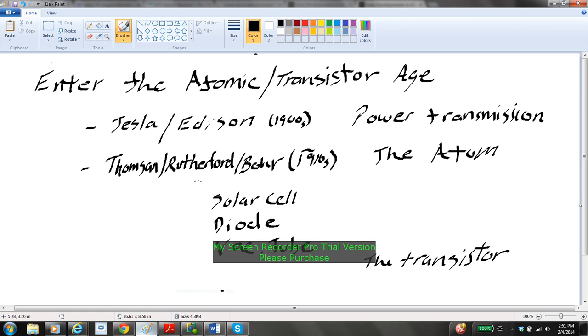So then after that, for the next up to the 1950s, let's say, we pretty much have the development of the solar cell, the diode, the vacuum tube, and then the transistor, which replaces the vacuum tube.